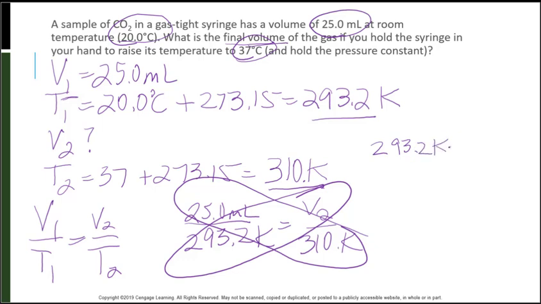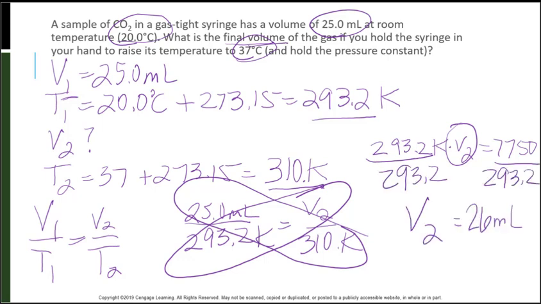293.2 Kelvin times V2 is equal to, and then I'm going to plug into my calculator 25 times 310 to get 7750. Now I can look at this and I can go, oh, to solve for V2, I need to divide both sides by 293.2. And when I plug that into my calculator, I should get 26 milliliters.